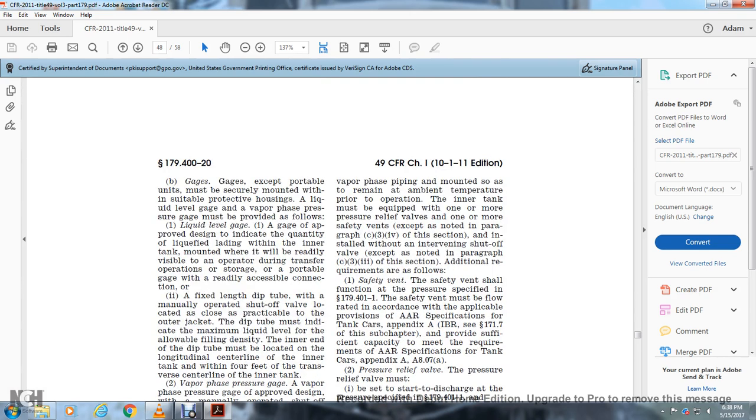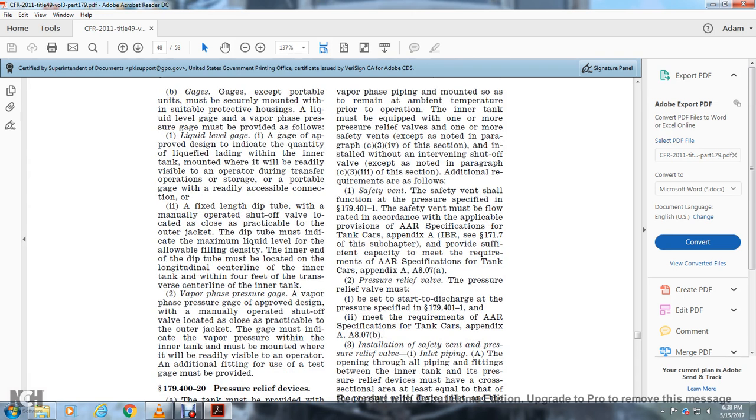Gauges. Gauges except for the portable unit must be securely mounted with suitable protective housing. The liquid level gauge and the vapor phase pressure gauge must be provided. One liquid level gauge of approved design to indicate the quantity of the liquid lading within the inner tank must be mounted where it will be readily visible during the transfer operating with the storage and portable gauge with readily accessible connections to the fixed length of the dip tube with manually operated shutoff valve located as close as practical to the outer jacket of the dip tube.